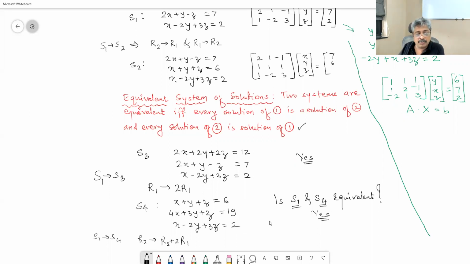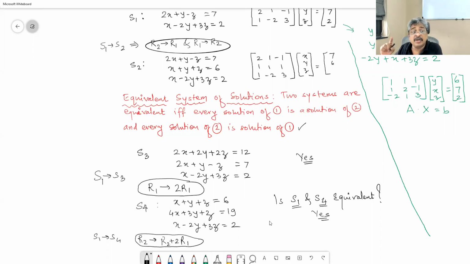So what is this transformation? R2 becomes R2 plus 2 times R1. So these are the 3 row transformations that we are going to use for eventually finding out the solution set.